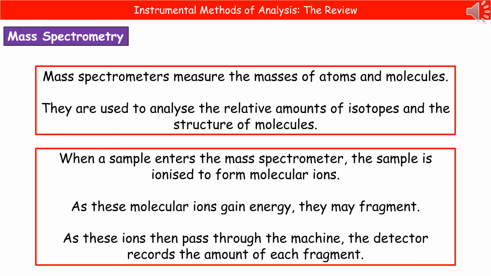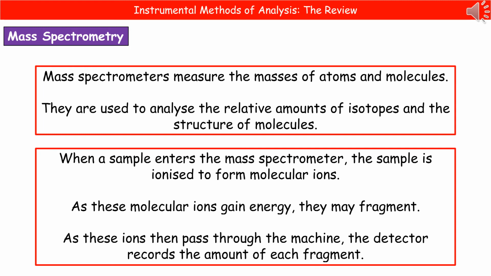The second instrumental method of analysis we use is mass spectrometry. Now, the mass spec is going to measure the masses of atoms and molecules. And we use these to analyse the relative amounts of isotopes and also to reveal the structure of molecules.